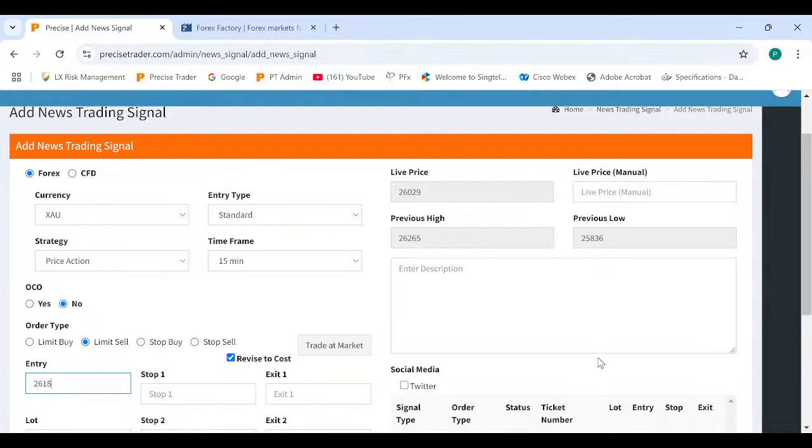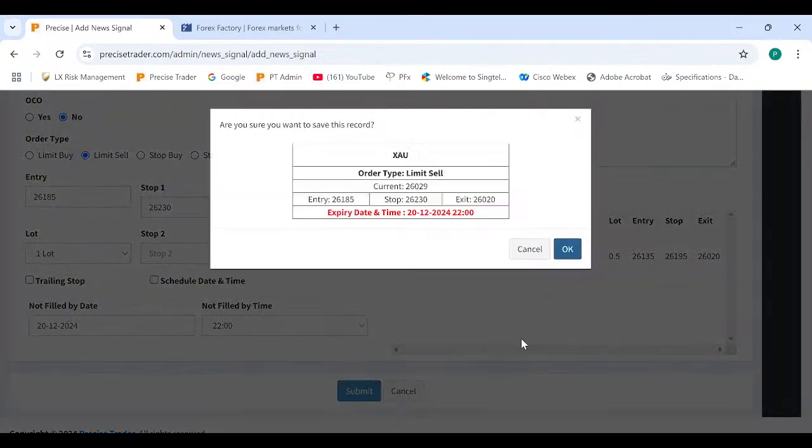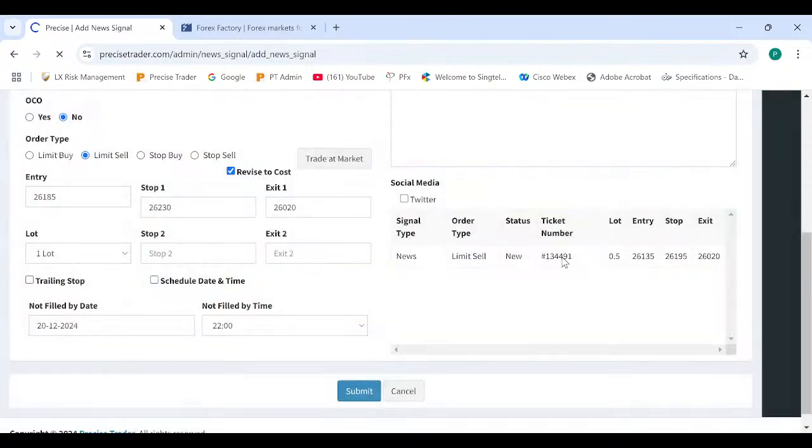Okay, 2618 half, 2623, because remember the high should be lower than yesterday's high. Yesterday's high is 2626 half. Then 2602 again, or lower. And this one I think we'll go for one lot, since this is about $15 away.